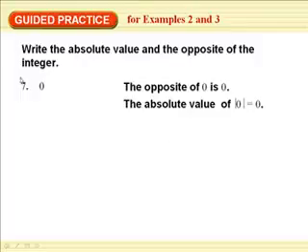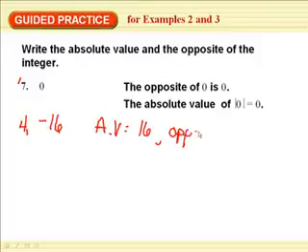I'll write them in. Okay, number 4 is negative 16. So you have to write absolute value is 16 and the opposite is positive 16. So both of those come out to be 16. Number 5, this is the guided practice. Number 5 is 140. Did I just do these? It seems like I just did these.